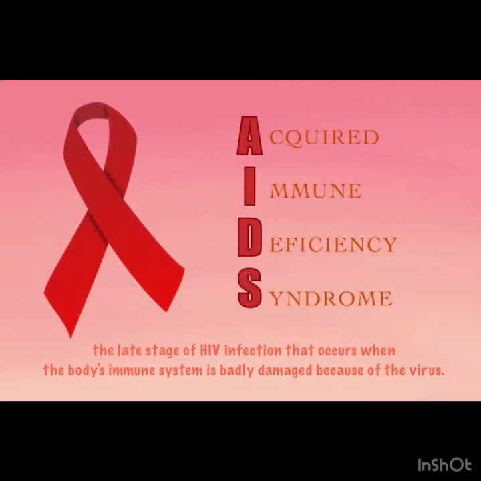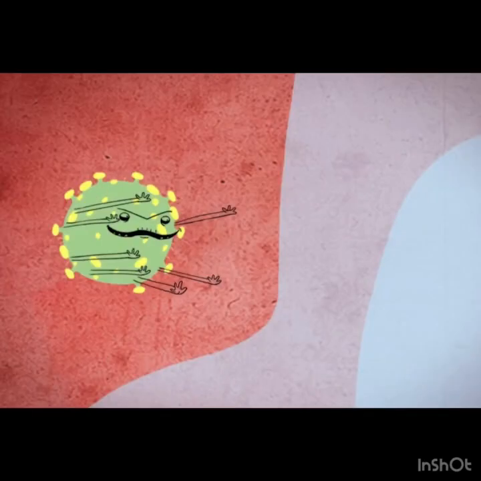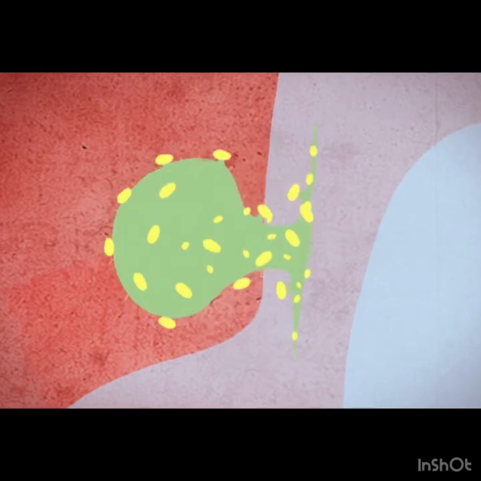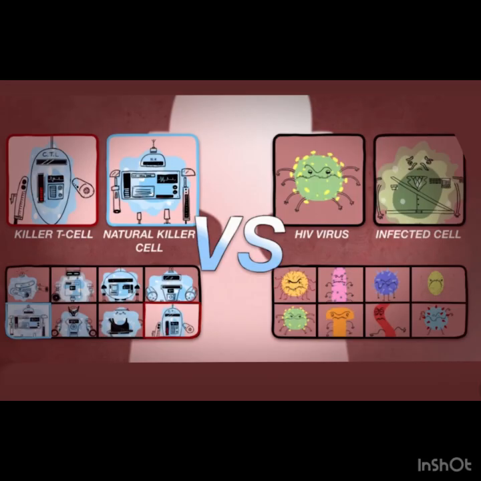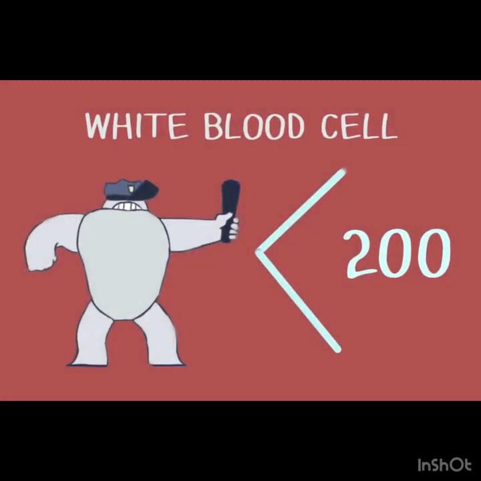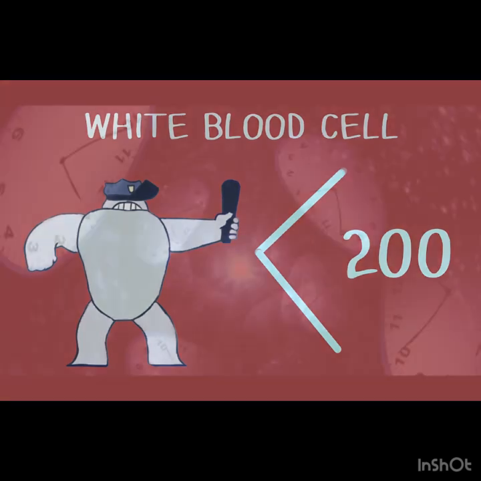AIDS stands for Acquired Immunodeficiency Syndrome. It is a condition caused by the human immunodeficiency virus, or HIV. By damaging your immune system, HIV interferes with your body's ability to fight infection and disease. A person with HIV is considered to have progressed to AIDS when the number of their CD4 cells, which are a type of white blood cell, falls below 200 cells per cubic millimeter of blood.